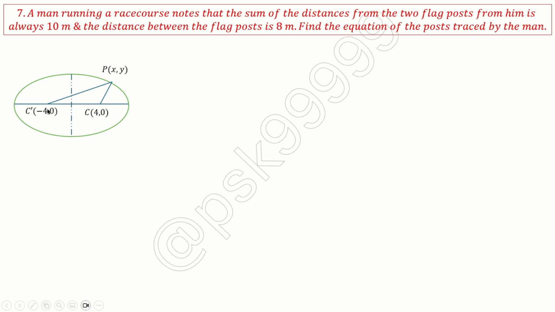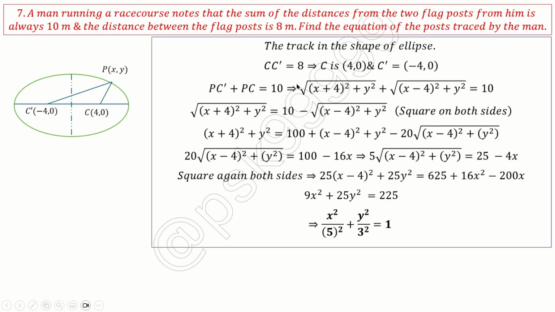And they gave the information that the distance between the two flags is 8 meters, which means if you take the center as origin, then they are 4 comma 0 and minus 4 comma 0. These are my foci coordinates. Then I just need to find the locus of this one, right? That is traced by the man. So this is the same way you derive the ellipse equation, because the sum of distances is constant. C is 4 comma 0, C dash is minus 4 comma 0. So PC plus PC dash is equal to 10 always.